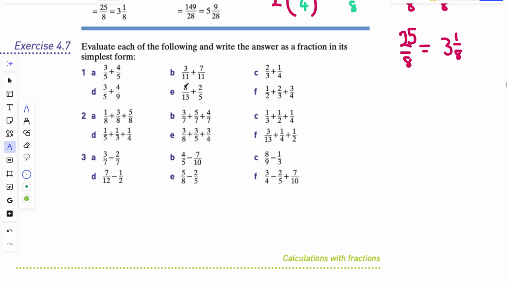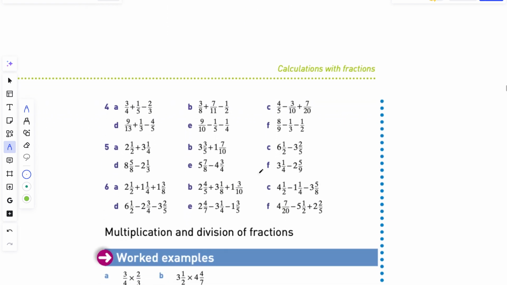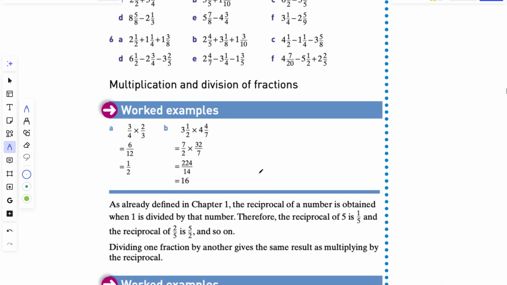You pause the video and solve these questions at this point. Solve all of them and move on. Don't say, oh, they're easy. Even if they're easy, solve them. Look at them here. Solve them as a revision for you.